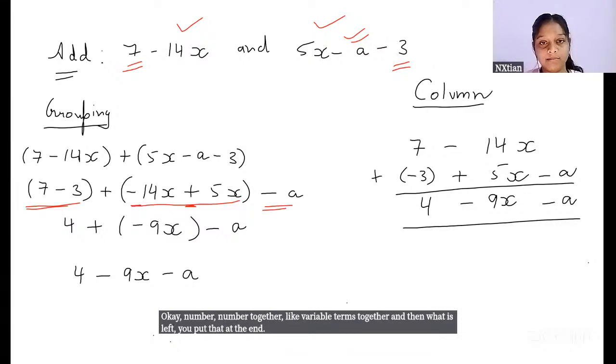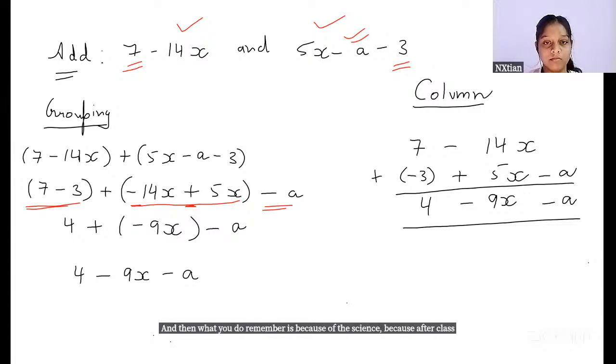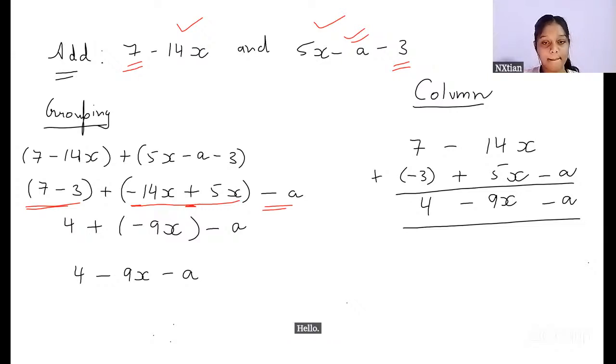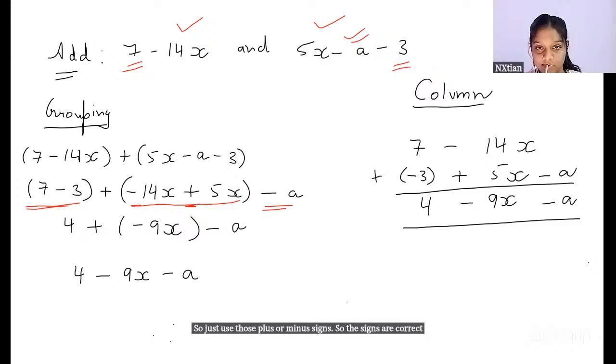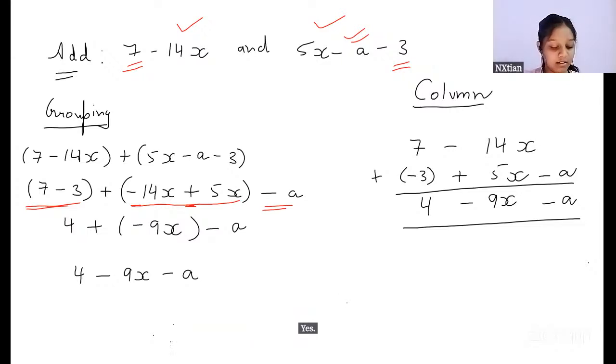Okay, ma'am. So what you did is you put 7 plus 14x because of the signs. Because after 5x, it will come plus before it. Yes, ma'am, just use those plus and minus signs. So the signs got correct, and you could do the addition and the subtraction. Yes, that's right.